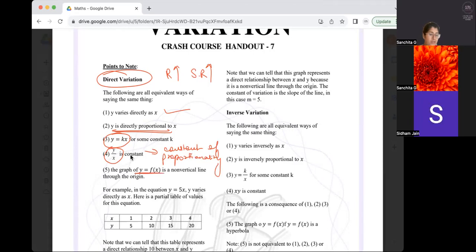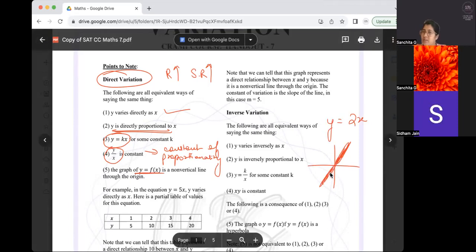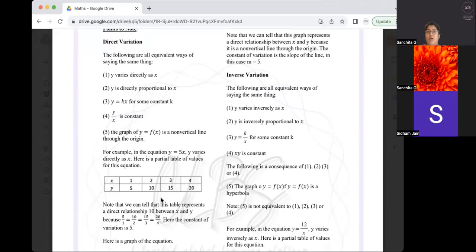If I want to draw a line, suppose I have Y is equal to 2X, how would I draw it? It's going to be a straight line from the origin, correct? Y is equal to 2X. That's it for variation.